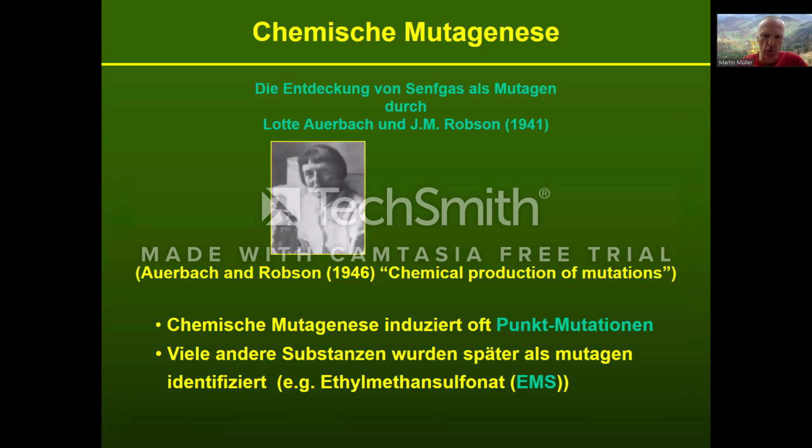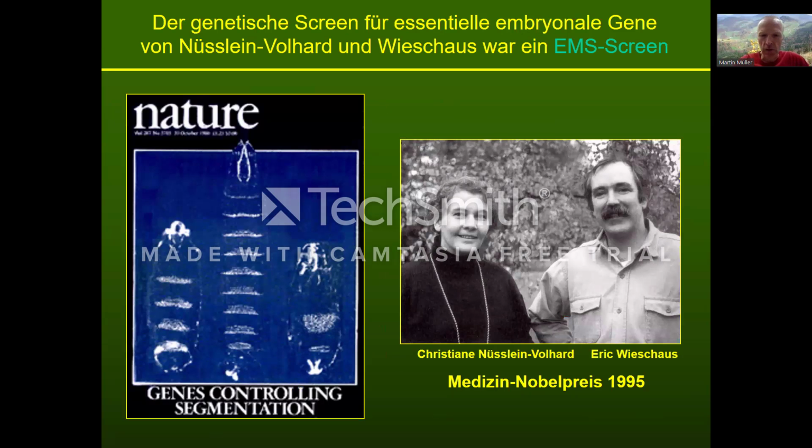Later, other chemicals were found, and one of them which we are using is called EMS, ethyl methanesulfonate. The handling of this chemical is much easier than mustard gas. Chemical mutagenesis induces, in most cases, point mutations, and that has been used by many people. And probably the most famous EMS screen is shown here.